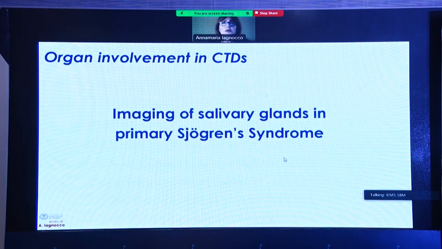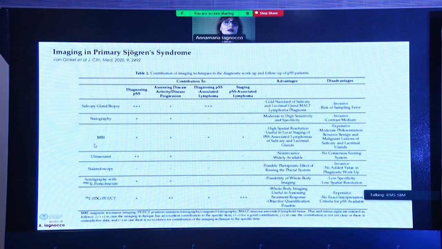What can we say about the salivary gland in Sjogren's syndrome? Well, we have the possibility to apply and to use different imaging modalities. Salivary gland biopsy is mostly used for diagnosis, but also particularly for the diagnosis of associated lymphoma. Ultrasound has been shown to be helpful for the diagnosis of primary Sjogren's disease, and also we can use FDG PET for the evaluation of Sjogren's disease associated with lymphoma.